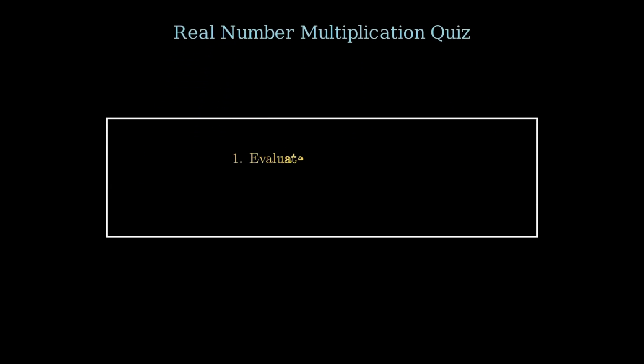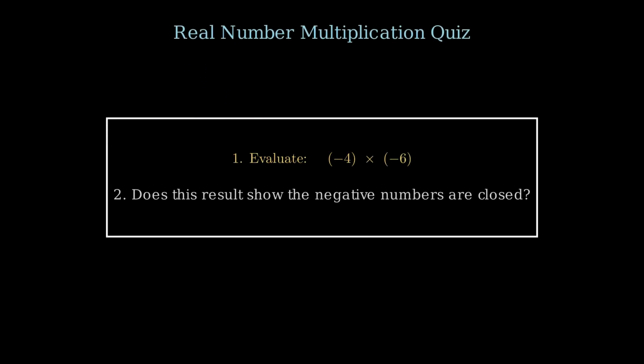Let's test our understanding with a multiplication quiz. Evaluate the following expression, -4 times -6. After finding the answer, think about whether this result proves that negative real numbers are closed or not closed under multiplication. Let's look at the problem.